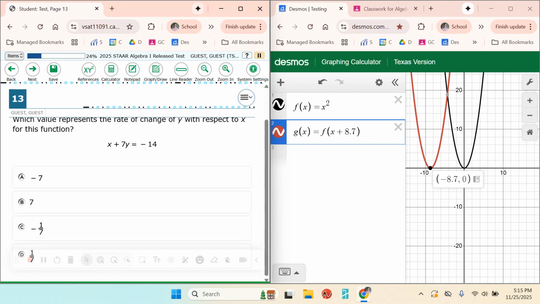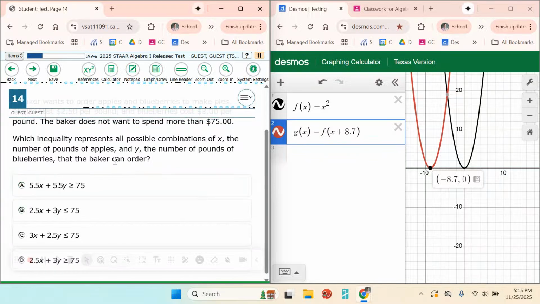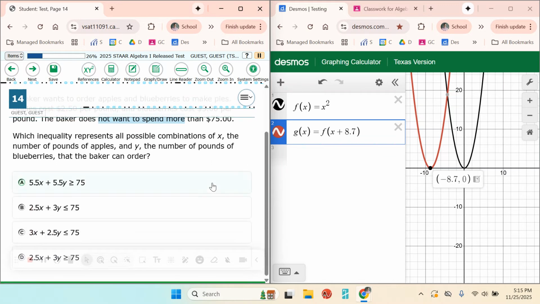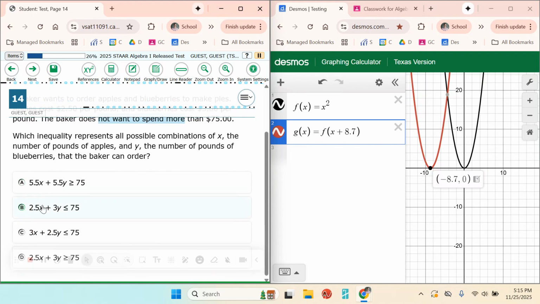Okay, 13 is another one that I'm going to skip. It is a slide and divide problem. 14 is another one that I'm going to skip, but this one, I will highlight this for you, because if you see something like this, he does not want to spend more than $75. He wants to spend less. So right off the bat, I know I'm looking for the less than symbols, B and C. Then, all I go up, it was $2.50 for an apple, $3 for a blueberry, and it says that X was the apples. That means that 2.5 needs to go with the X.